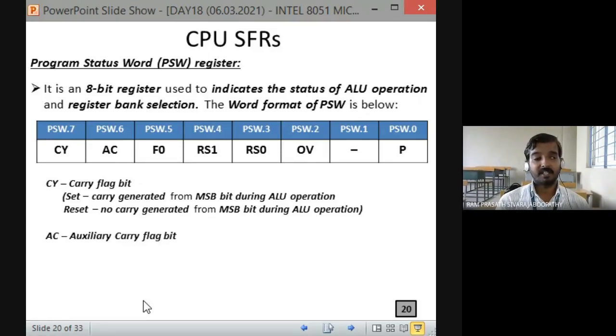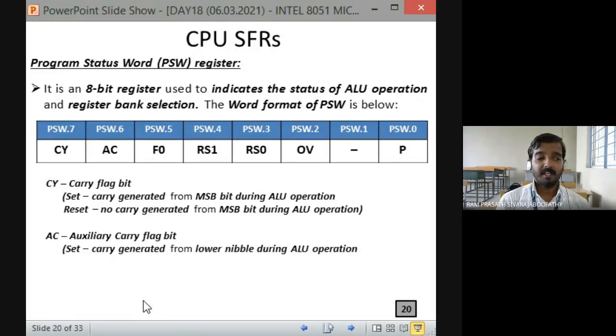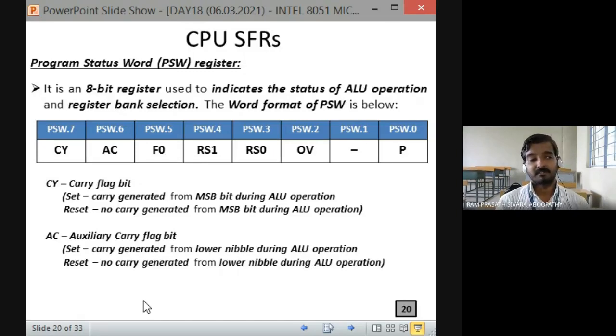AC, auxiliary carry. When a carry is generated from the lower nibble during an ALU operation, the auxiliary carry flag will get set, or it will be reset. So these are the bits in the flag register of the 8085: carry flag, auxiliary carry flag.